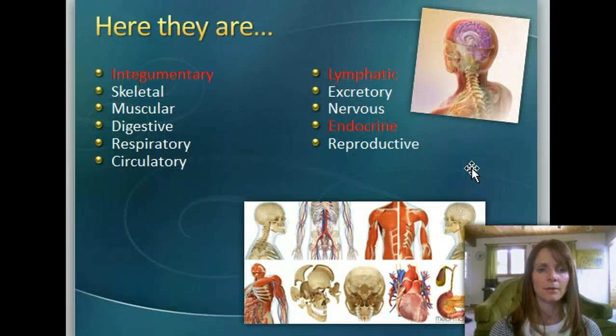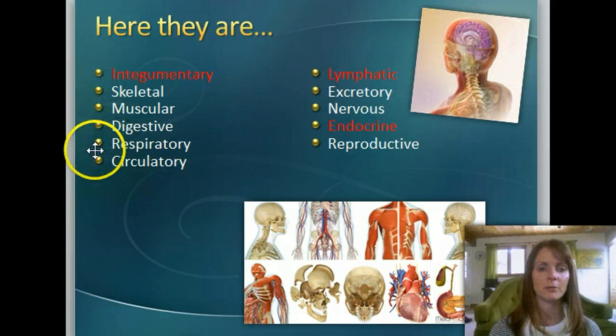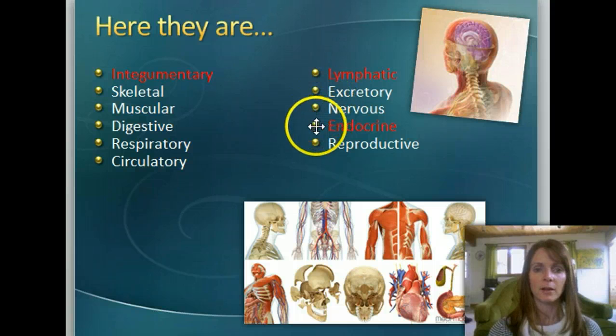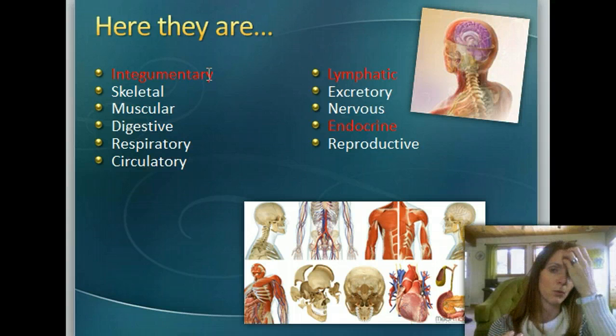How about all these? Okay. The integumentary, skeletal, muscular, digestive, respiratory, circulatory, lymphatic, excretory, nervous, endocrine, and reproductive. Now the ones in red are ones that maybe you're thinking, I didn't know that was a system. We're going to be touching on all of these. The integumentary system includes the skin. Okay, that's a huge system that is very vital. All of these systems are vital. You can't live without one of them, okay?